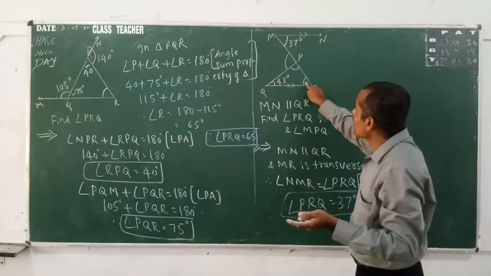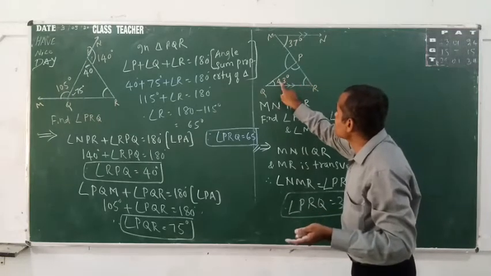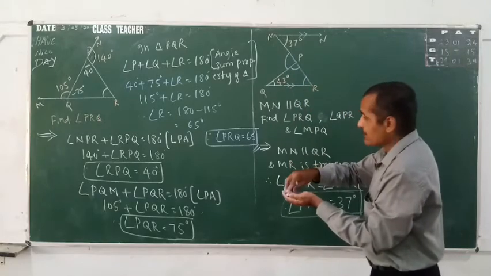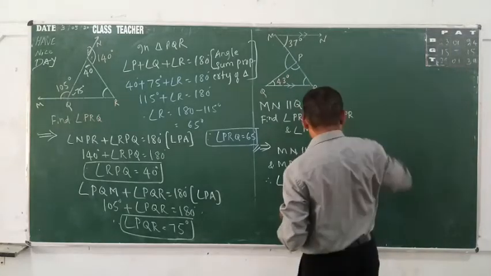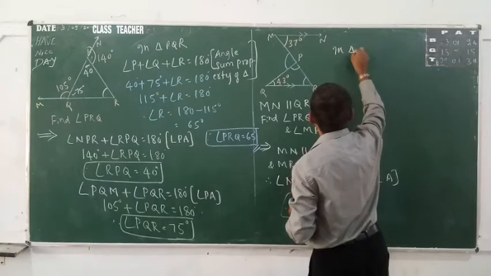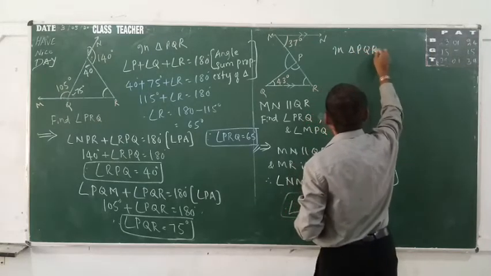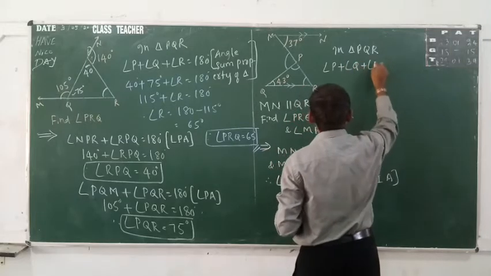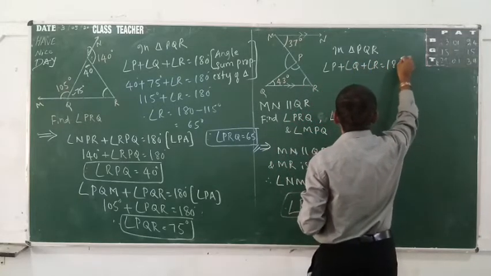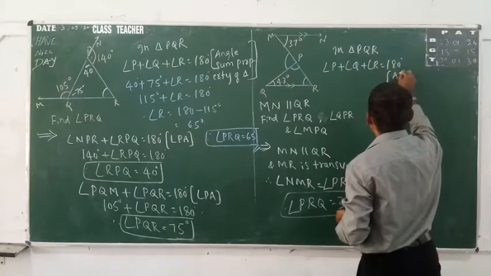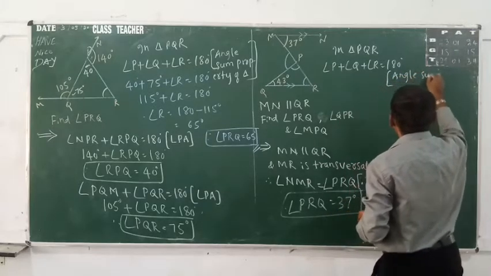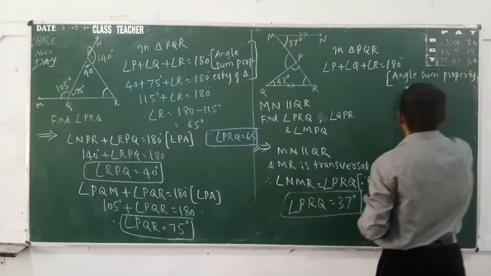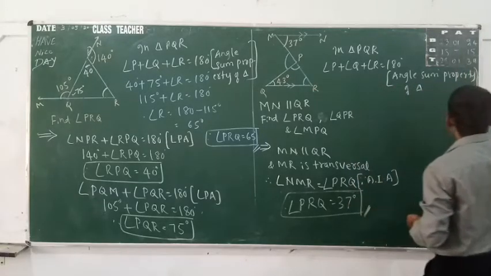Now, this angle is known. This angle is known. Can you find this angle using the angle sum property? I will write that in triangle PQR. In triangle PQR, angle P plus angle Q plus angle R is equal to 180. The reason is angle sum property of triangle.